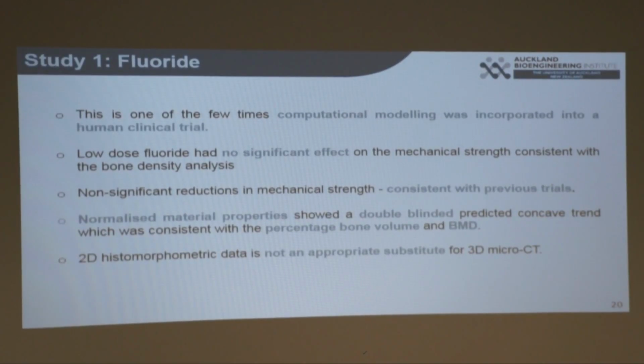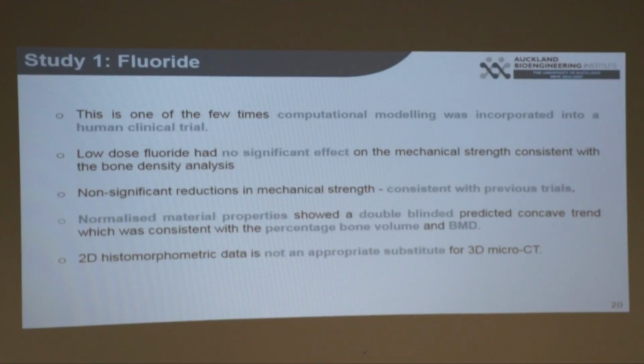Unfortunately, low-dose fluoride had no significant effect on the mechanical strength, and that was consistent with the bone density analysis. There were non-significant reductions in the mechanical strength, and that was consistent with previous studies. Normalized material properties, or the architecture of the bone, showed a double-blinded predicted concave trend, and that was consistent with percentage bone volume and BMD. And 2D histomorphometric data was not an appropriate substitute for 3D micro-CT.